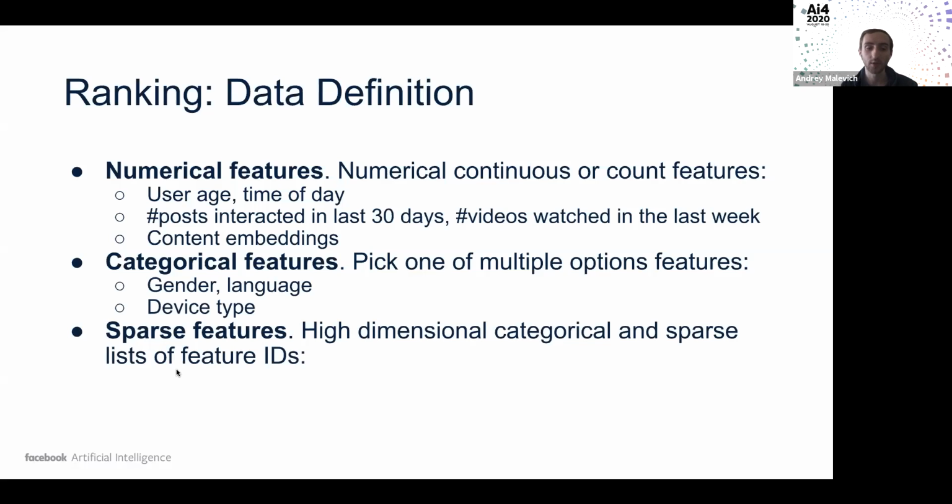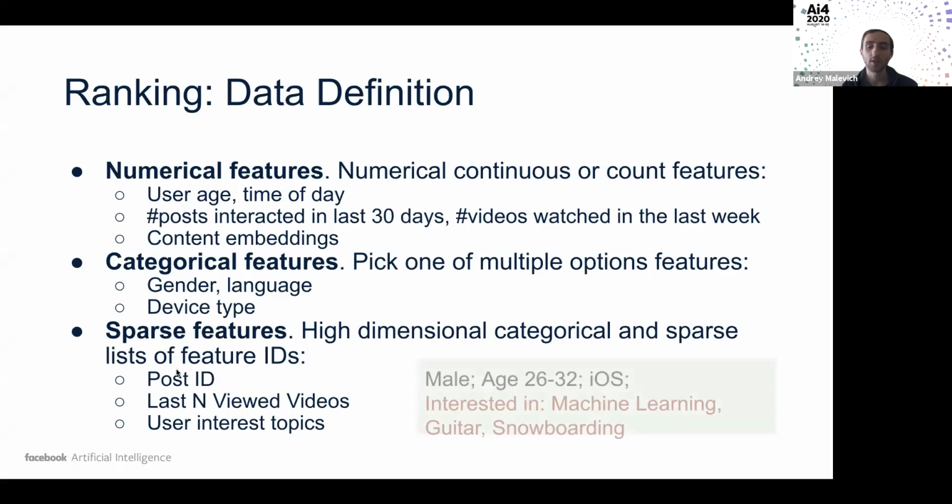Examples of such features could include post ID, last viewed videos, or user interest topics. Sparse features are extremely powerful, if they can be utilized well in the model, since they allow us to capture highly personalized signals about the user. For example, there is a big difference in the representation. One of them is male, age 26 to 32, using iOS, versus the same information about user traits, but also showing that this person is interested in machine learning, guitar, and snowboarding. The second representation, which has the sparse features, allows us to provide a much more personalized experience.